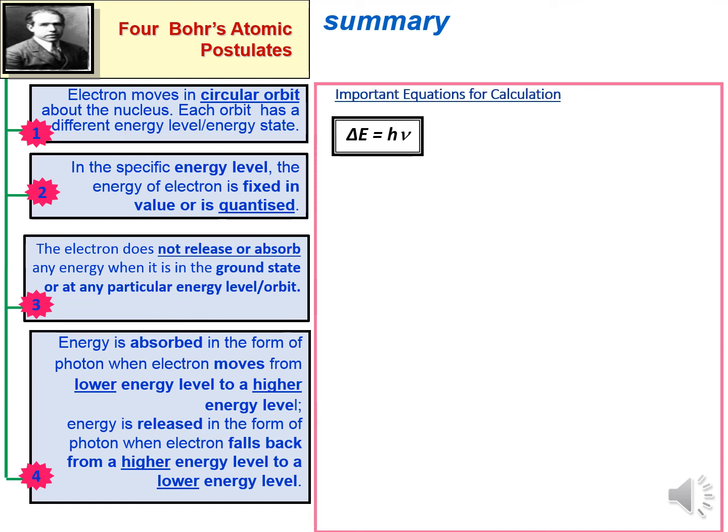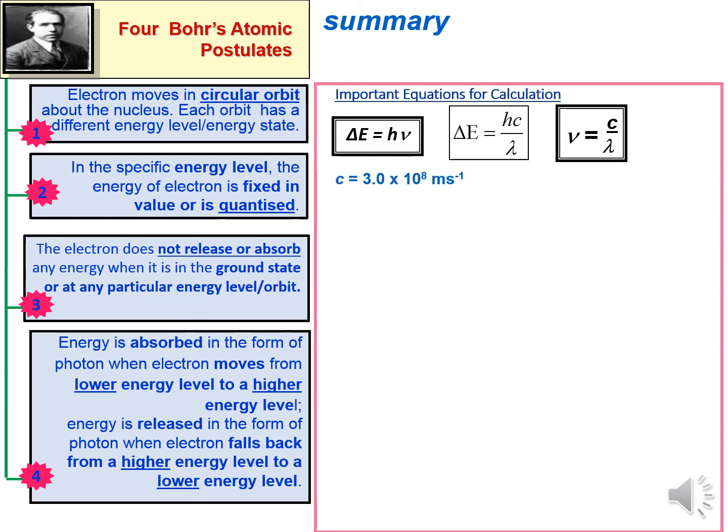And the important equation for calculation, you can see here, delta E is equal to hν. Here ν is frequency. If energy is given, you can convert to frequency by using this formula, or if frequency is given, you can convert it into energy. So we use the first formula.